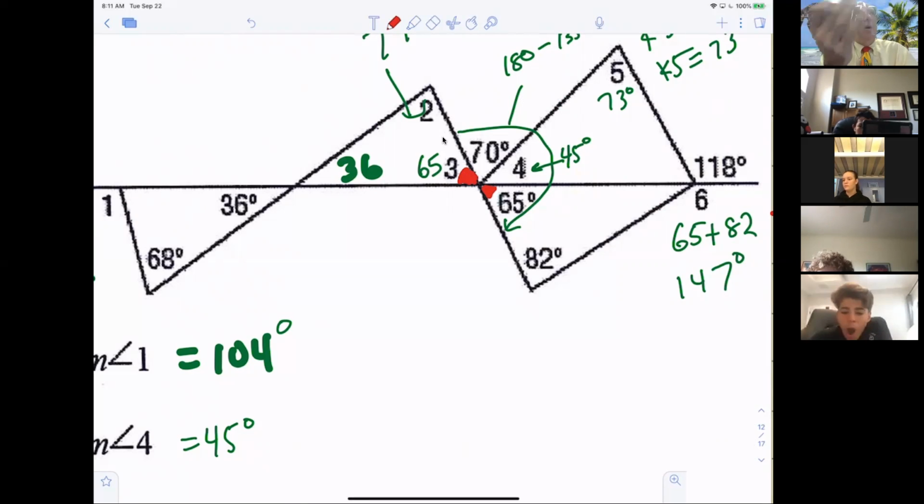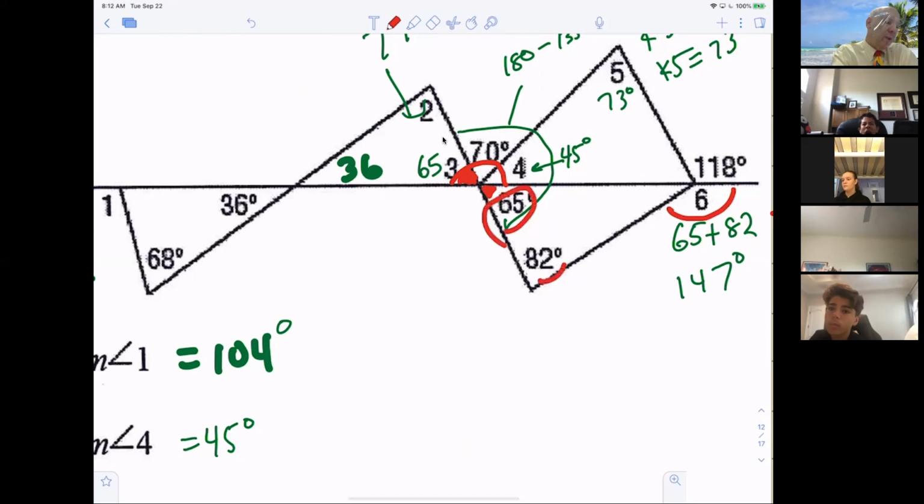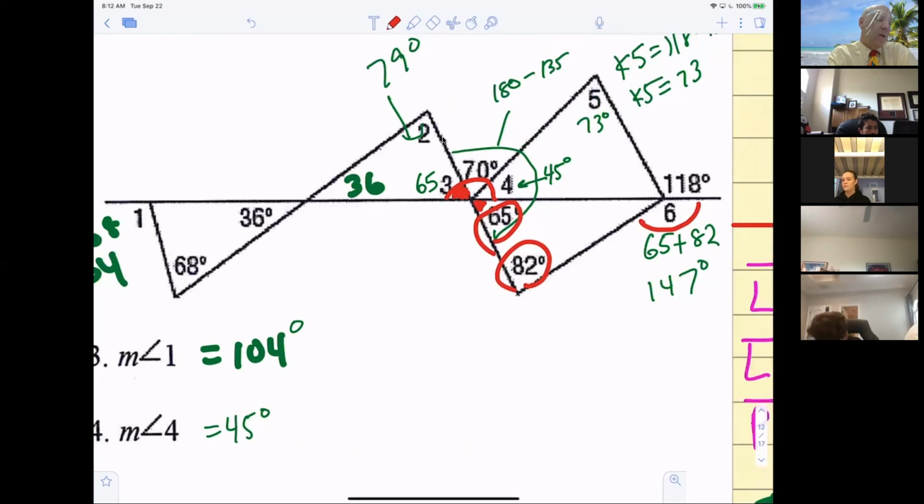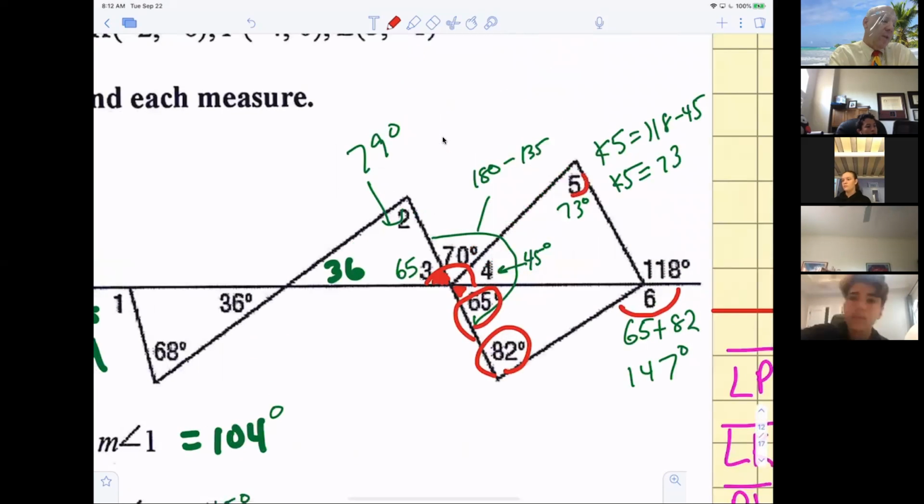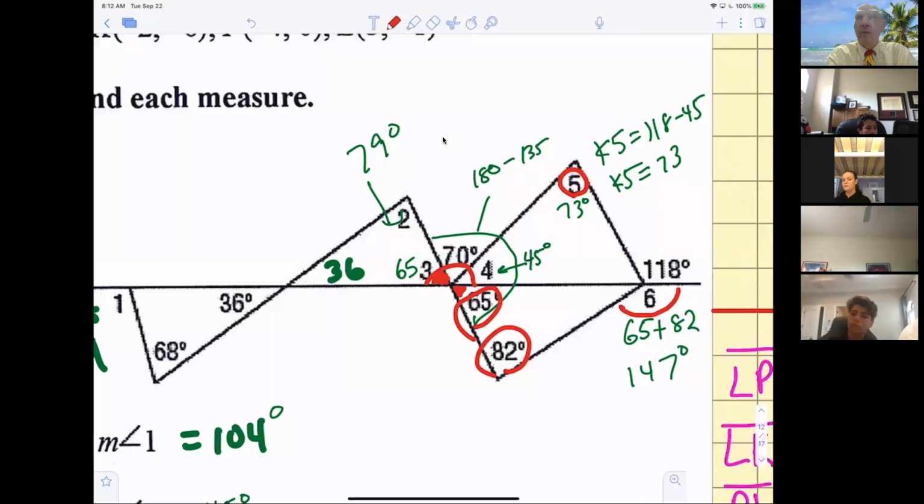It's kind of annoying because you have to remember a lot of things, right? Now, I would say that for 4, I would use this whole thing right here, or you could use the other one and say it's supplementary, right? So from here to here, they have to add up to 180. Do you agree with that? And then angle 6, remember, is the sum of 65 plus 82, because that's an exterior angle. And then you could say angle 5 is 118 minus 45.